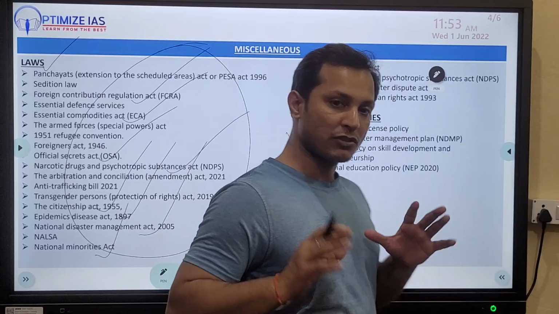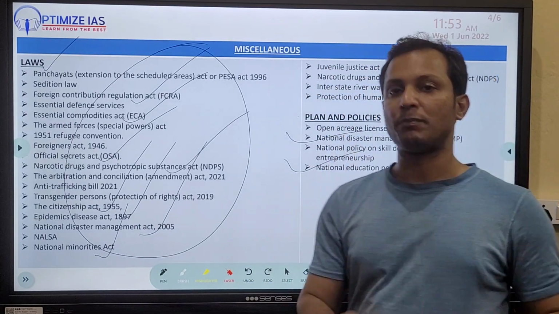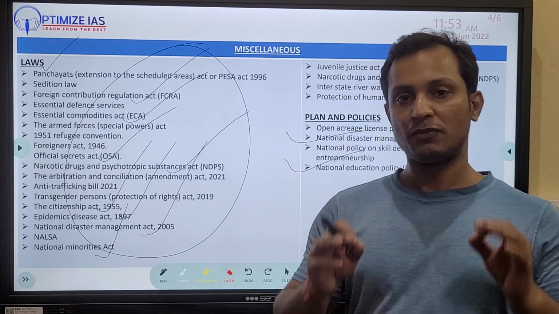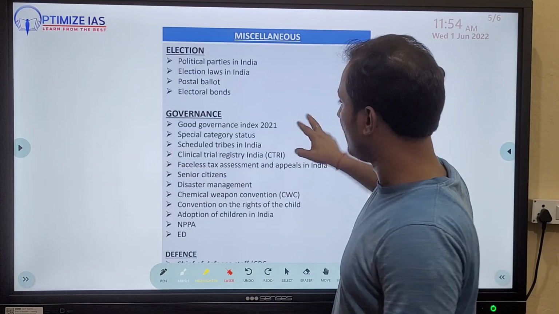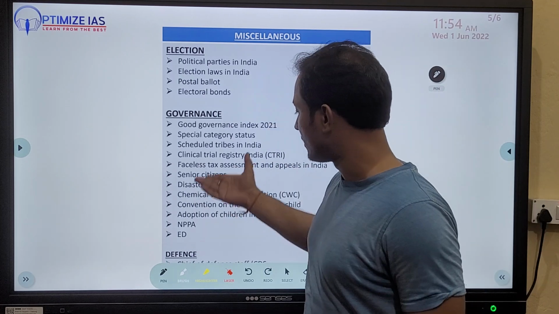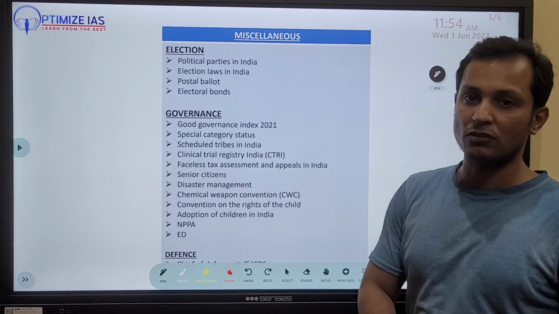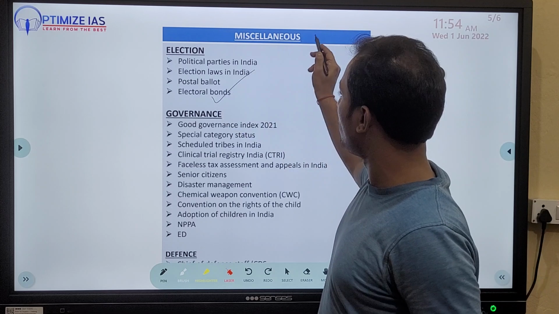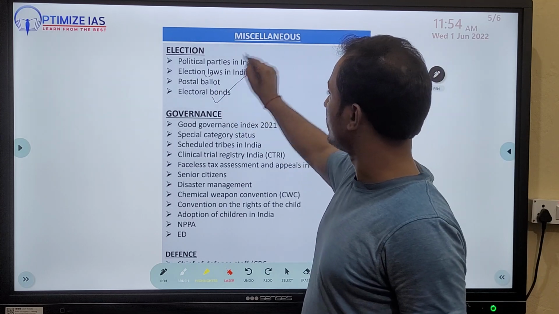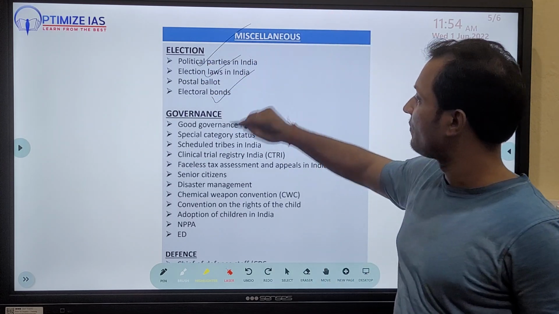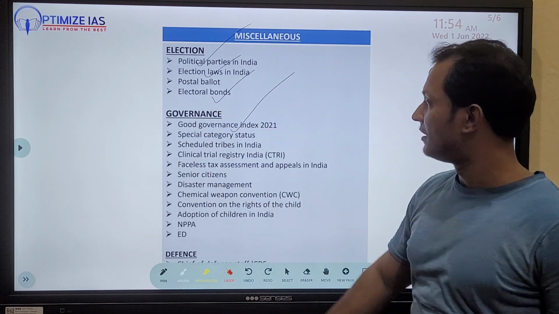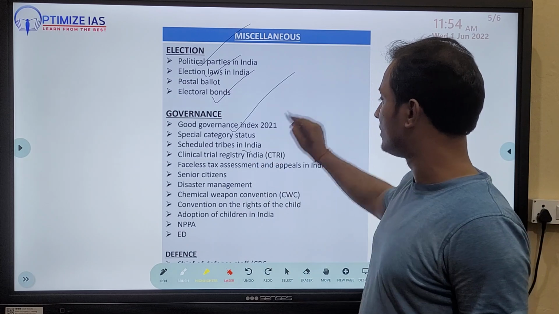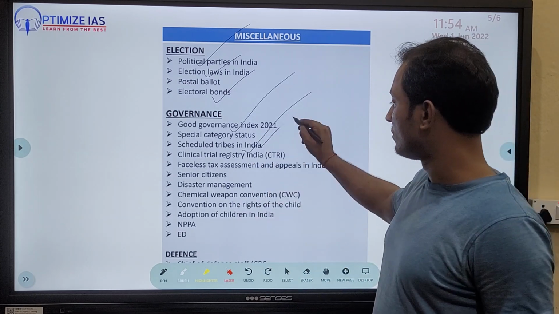So these are some of the topics which you should prepare and revise just before the examination. The topics which are important, I have already highlighted. There are some governance topics also that I have added, like electoral bonds, election laws in India, political parties in India, and some governance-related topics like the good governance index, scheduled tribes in India, and the constitutional provisions.